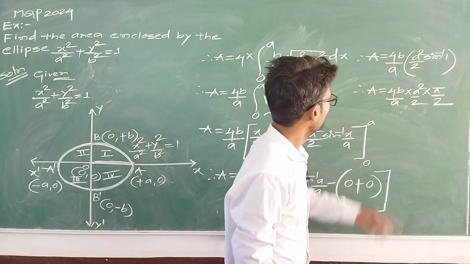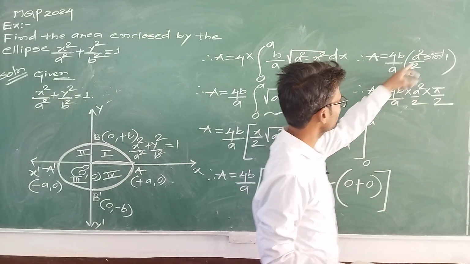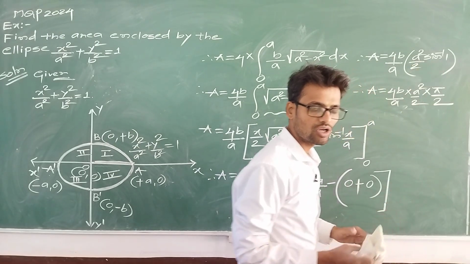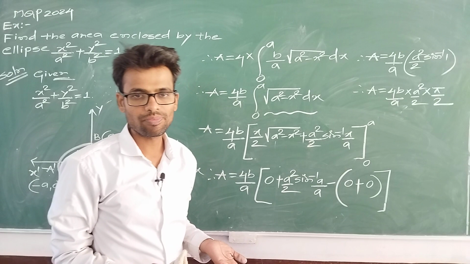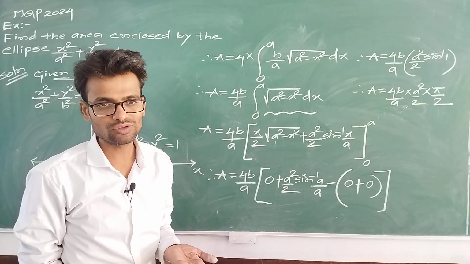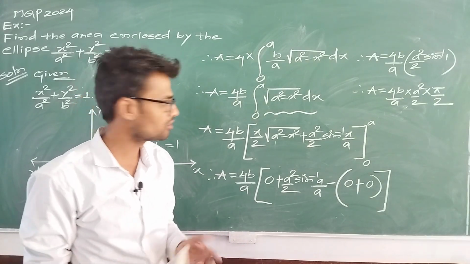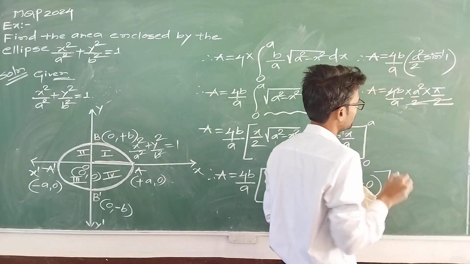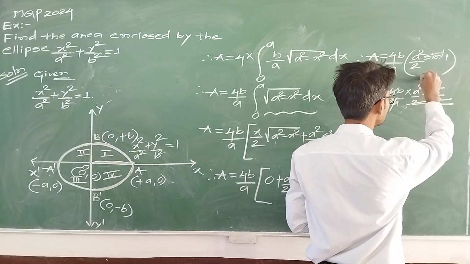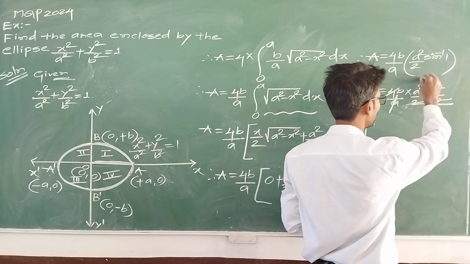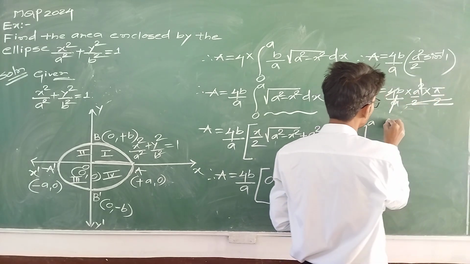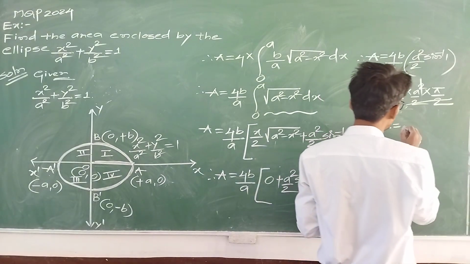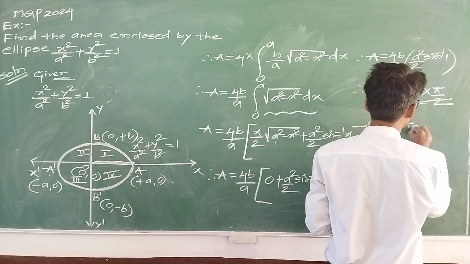Once again, 4b divided by a written as it is, into a square by 2 into sin inverse of 1, which is pi by 2, because sin 90 is 1. So 90 degrees means pi by 2. The 2 and the 4 get cancelled, and this a and one a from a square get cancelled. So therefore the required area is pi ab.